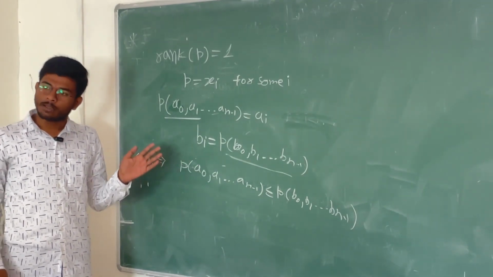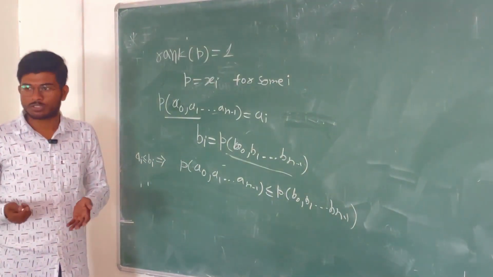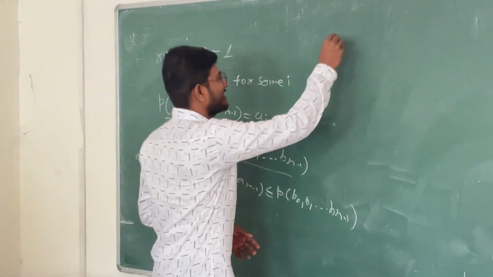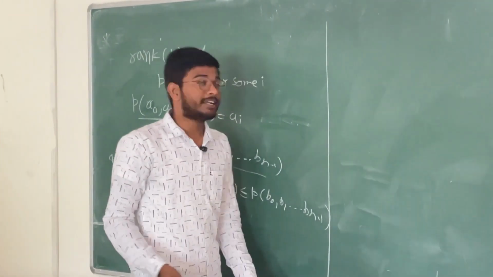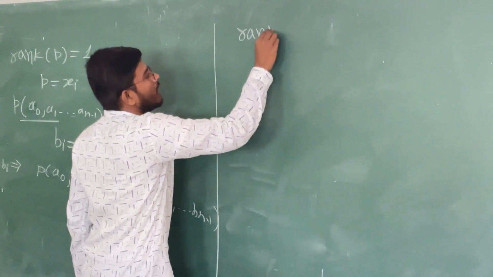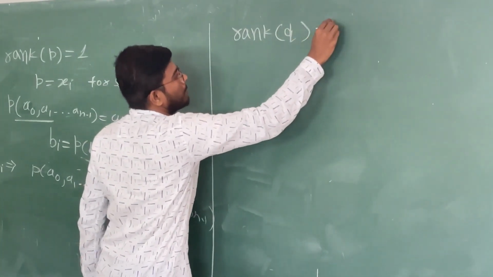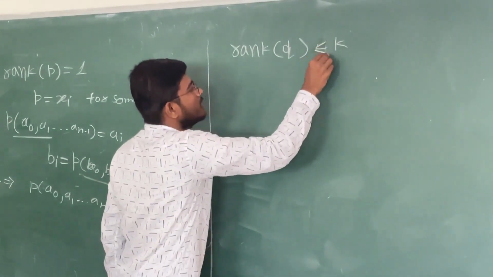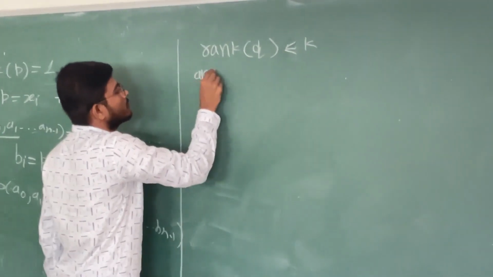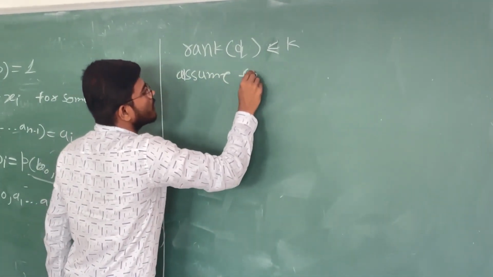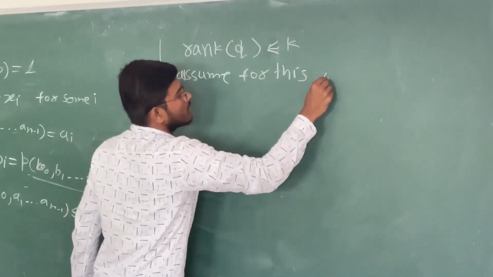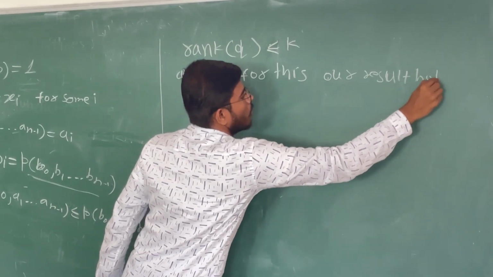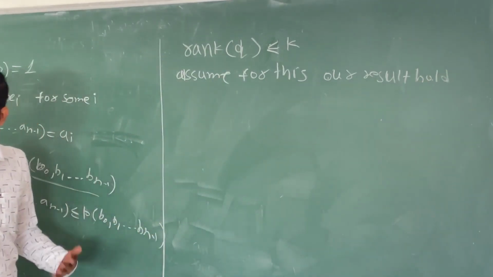So we will assume that the polynomials having rank k are also isotones. So we will take a polynomial q having rank less than or equal to k. So assume less than or equal to k. For this, assume our result holds. Now we will prove it for a polynomial having rank k plus 1.